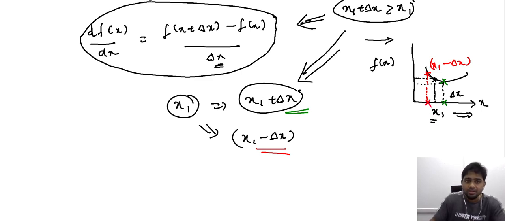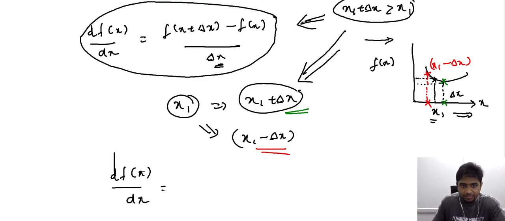Now when we want to find the derivative of the function by considering a point that is behind our desired point, the expression for the derivative changes in this manner.